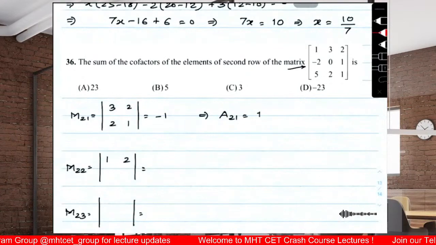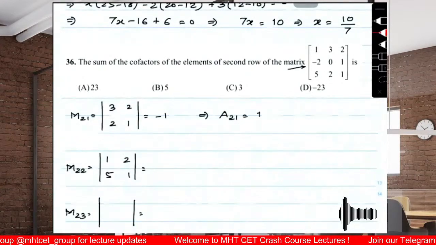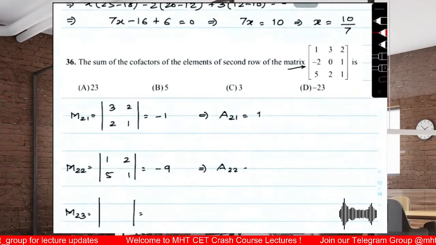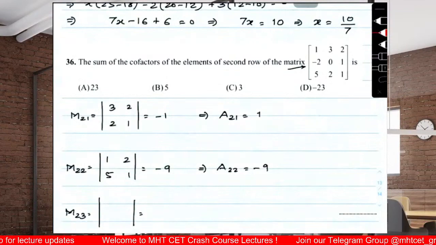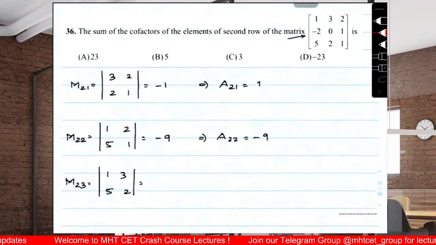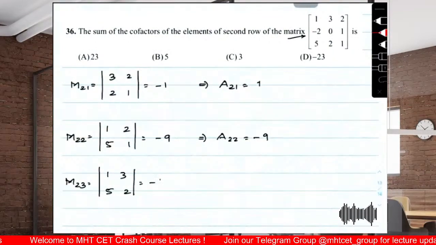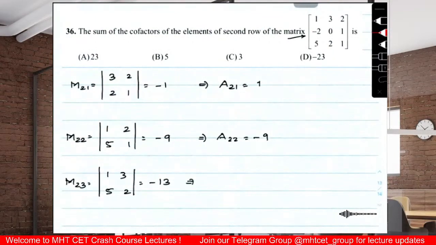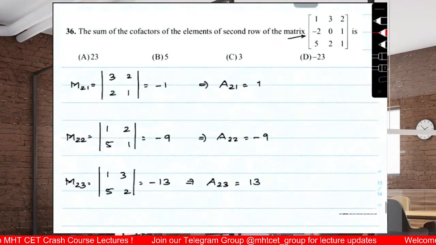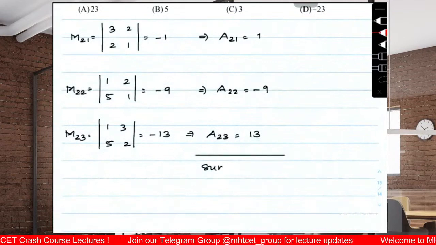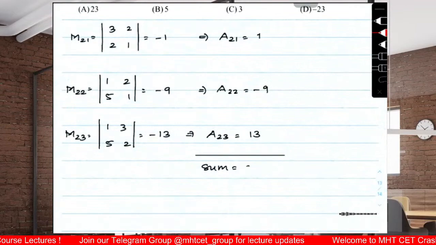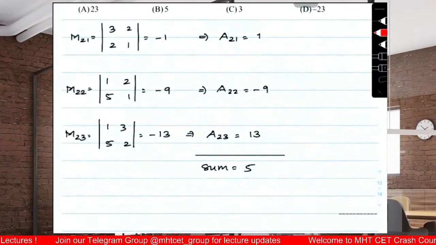M22 is 1251, is -9, right? A22 is -9. M23 is 1352. This is 2 minus 15, is -13. This implies A23 is +13. And then sum of these. 13 plus 1 is 14, minus 9, that is 5. Option B.